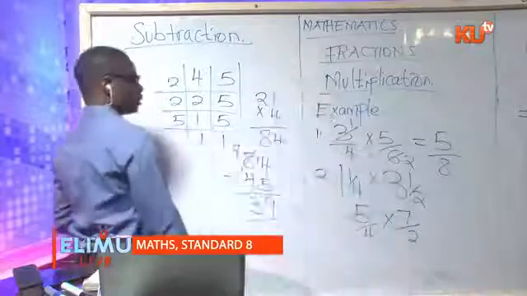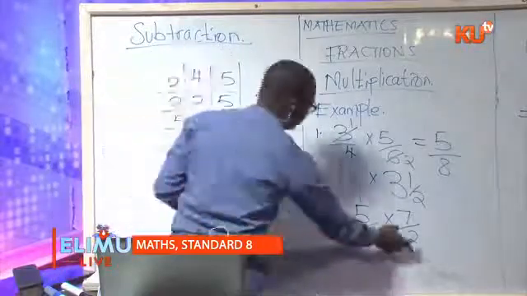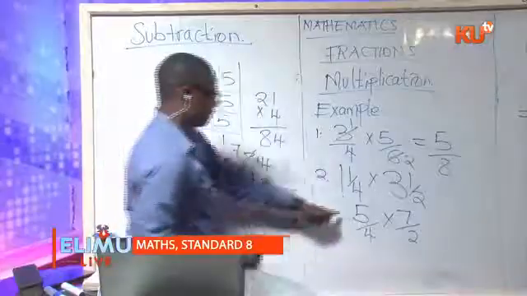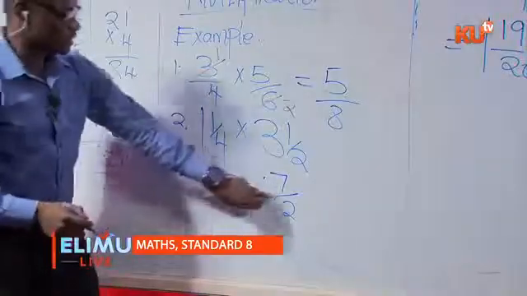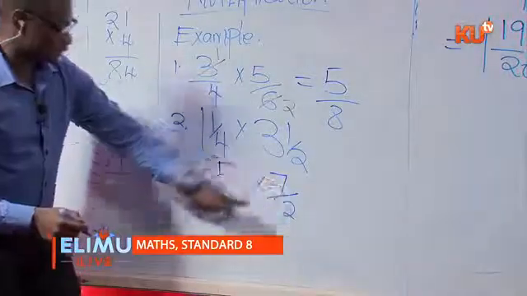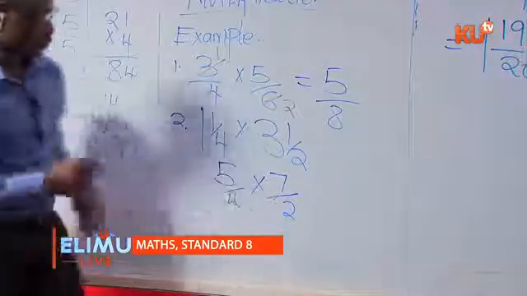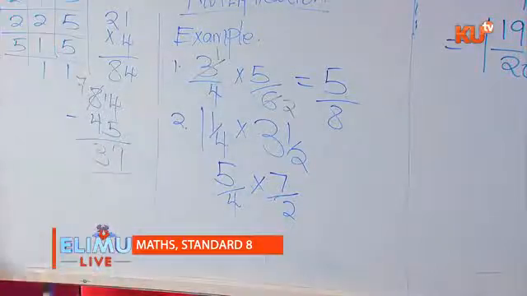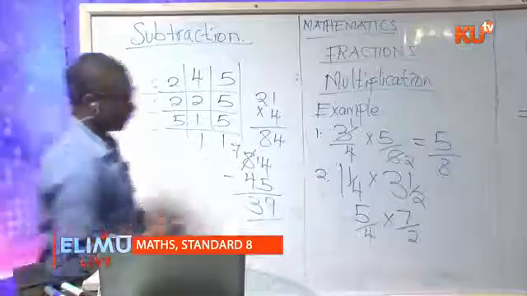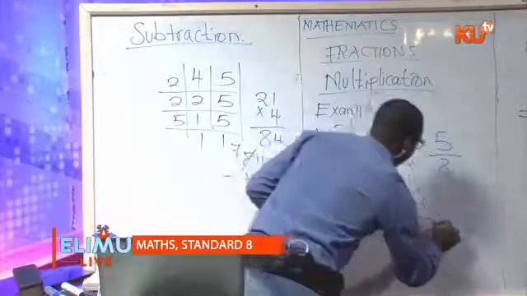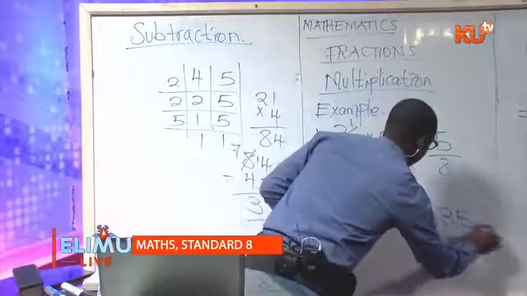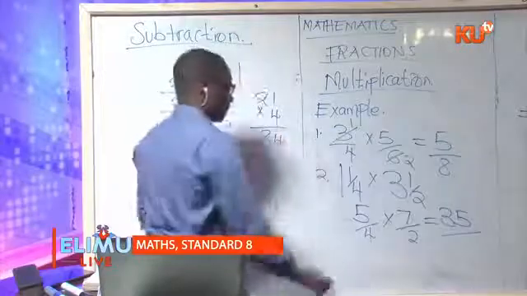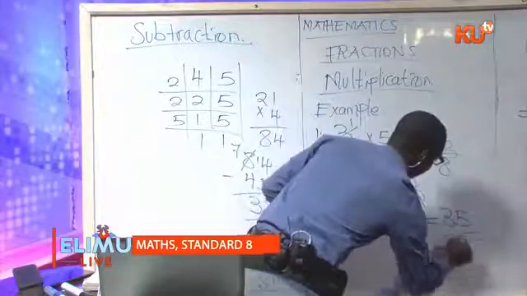Then we see if there's anything that we can simplify. 5 and 4 is not possible. 7 and 2 is not possible. 7 and 4, not possible. And 5 and 2, not possible. Therefore, we multiply the numerators first: 5 times 7 to get 35, and 4 times 2 to get 8.